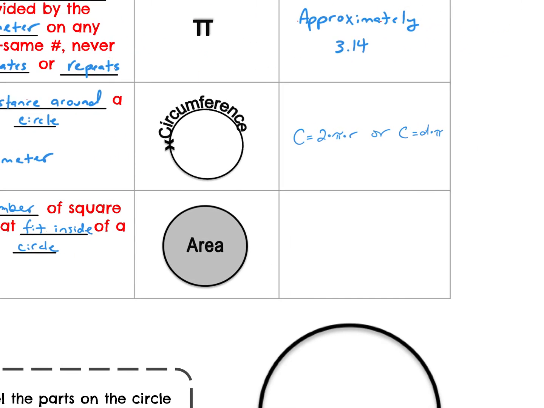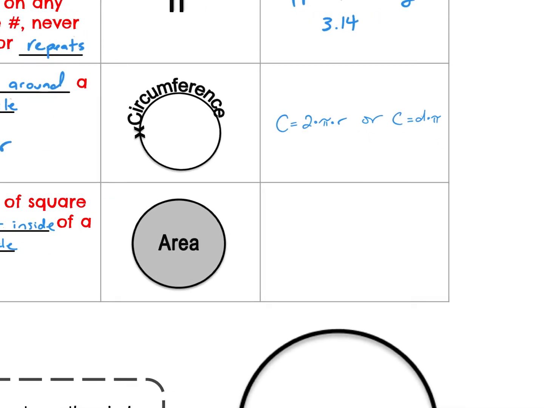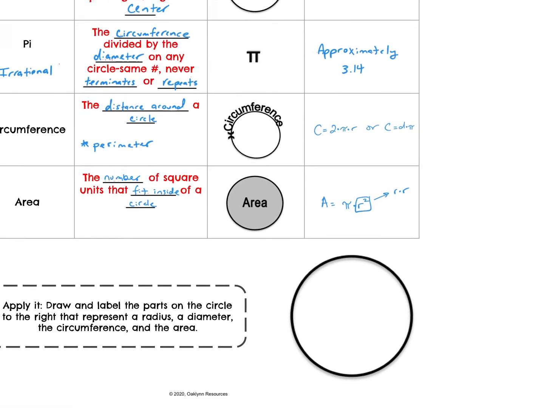The area also has a special formula, and that is A equals pi times radius squared. Just remember, radius squared does not mean 2 times the radius. It means radius times radius. So whatever your radius is, you multiply it by itself and then multiply it by pi. Please note that you can't use diameter with area. You do have to figure out what the radius is when you're given the diameter.